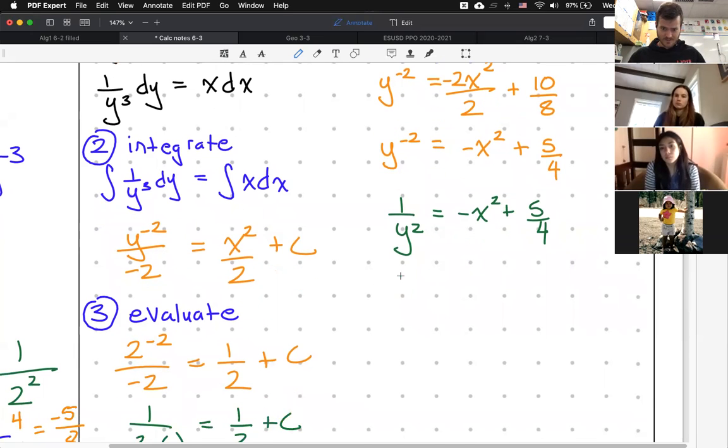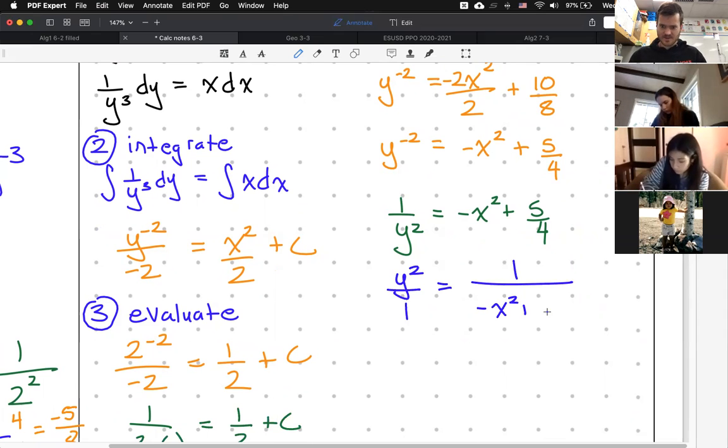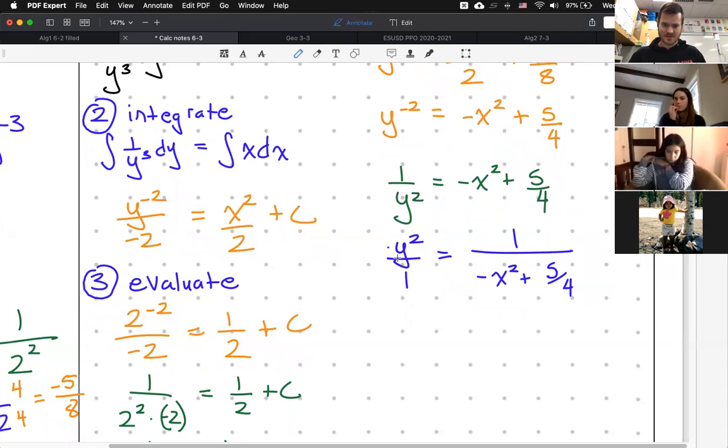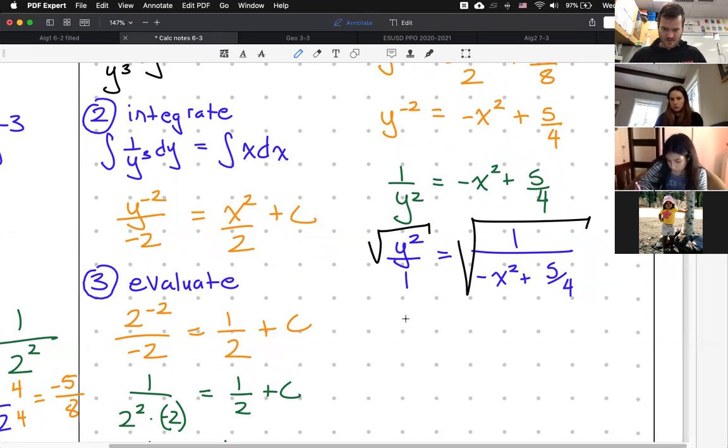So flip the left-hand side, and I get y squared over 1. Flip the right-hand side, and I get 1 over negative x squared plus 5/4. Again, the reason I have to assume that this negative x squared plus 5/4 is not 0 is because otherwise I would be dividing by 0, which is a mathematical sin. I cannot do that. So I've made an assumption. Hopefully it doesn't come back to bite me. But now I have y squared in the numerator, which means I can kind of ignore the 1 down there. And then finally, Fiona, how would I get y by itself? Take the square root. Perfect. Yep. So what is that right-hand side going to look like? I know the left-hand side is just y.